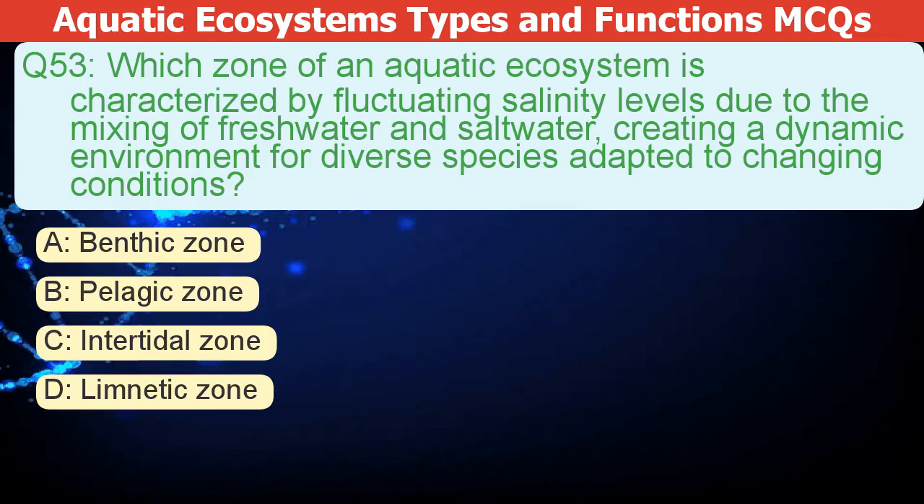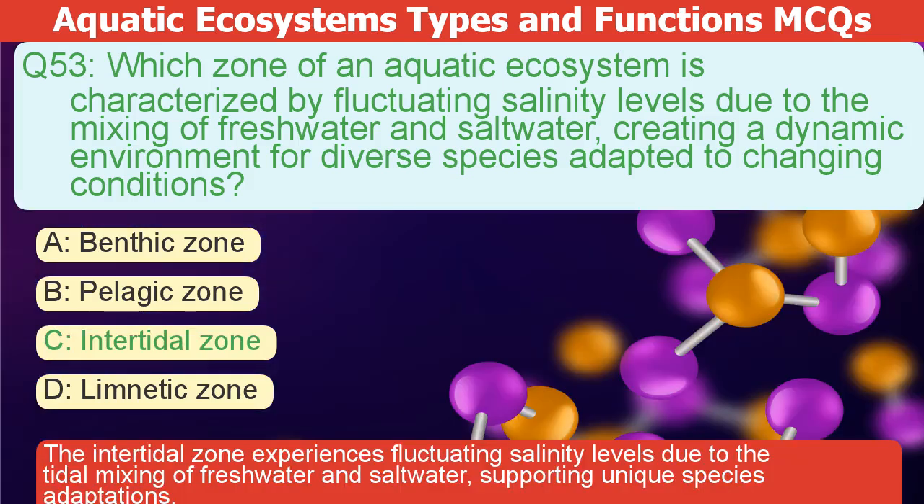Which zone of an aquatic ecosystem has fluctuating salinity from freshwater and saltwater mixing? This creates a dynamic environment for diverse species. A. Benthic zone. B. Pelagic zone. C. Intertidal zone. D. Limnetic zone. The correct answer is C. The intertidal zone experiences fluctuating salinity levels due to the tidal mixing of freshwater and saltwater, supporting unique species adaptations.